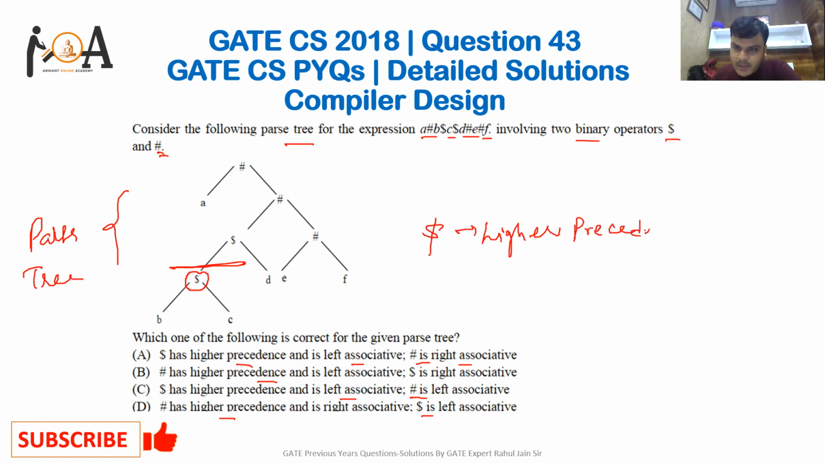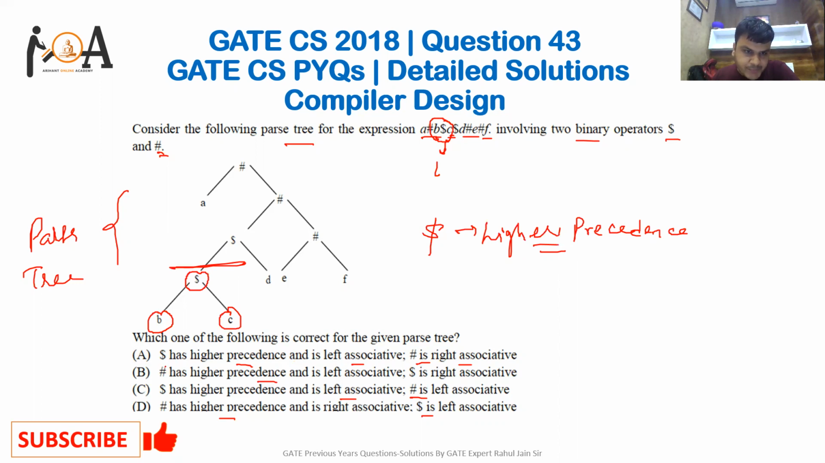And we need to find its associativity. If you see what dollar is doing here, dollar is performing its operation between B and C. Because it is at the bottommost layer, this dollar is calculated first, not that one. So it is on the leftmost side. So our dollar is of higher precedence and left associative.